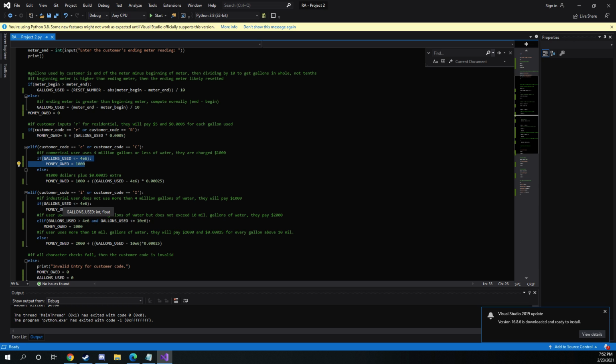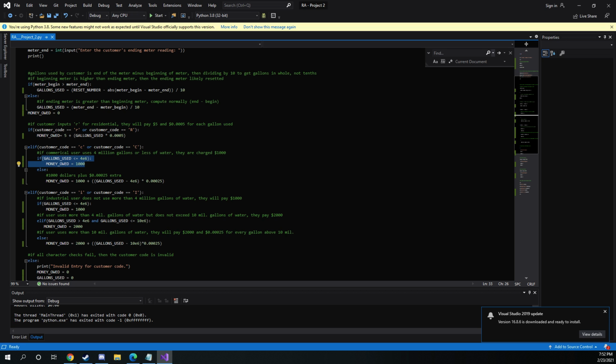But if that's not the case, if they ended up using more than 4 million, but not less than 10 million, or no, excuse me, if they used more than 4 million gallons of water, but they didn't go higher than 10 million gallons of water, then they just pay $2,000. So if they use something like 5 million, that's between 4 million and 10 million, they're going to pay $2,000.